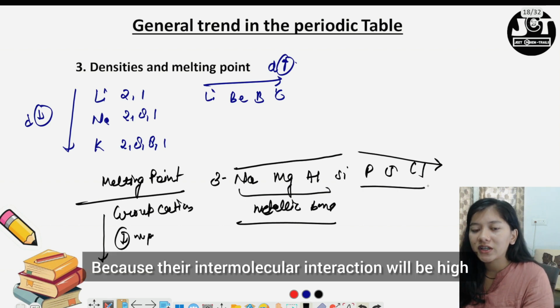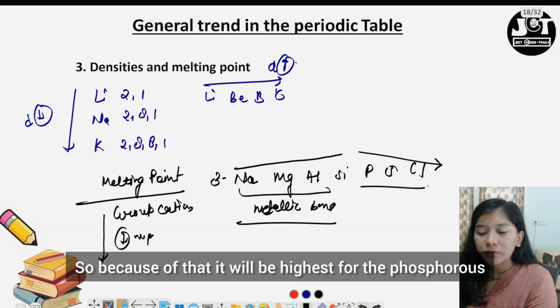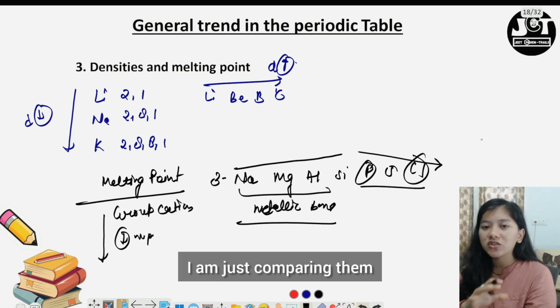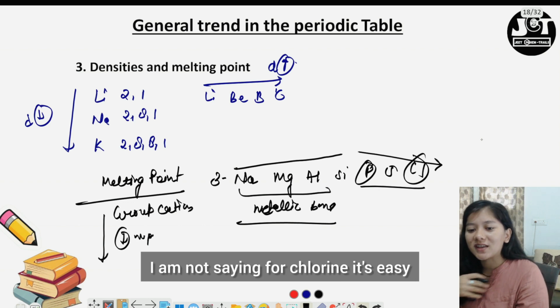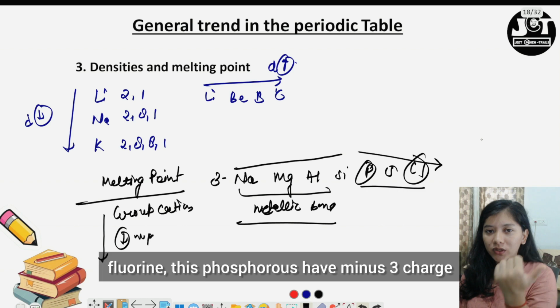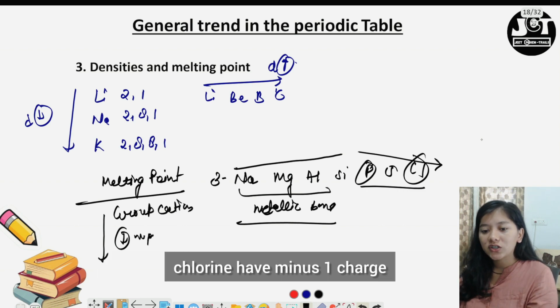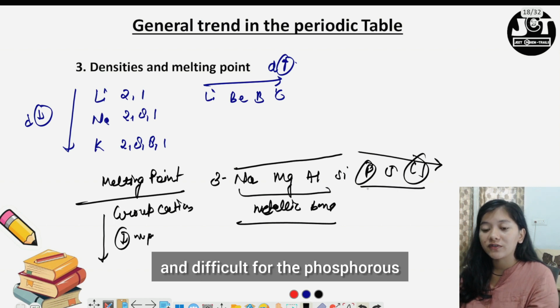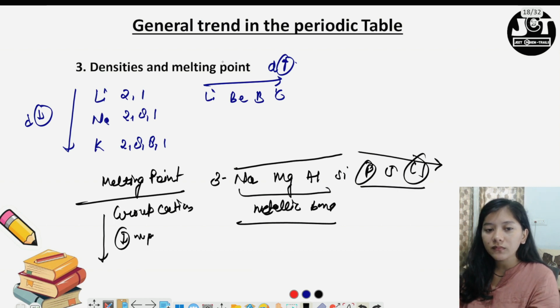Isn't it? Because their intermolecular interaction will be high. So because of that, it will be highest for phosphorus and easy for chlorine. I'm just comparing them. I'm just saying that phosphorus has a -3 charge and chlorine has a -1 charge. So to separate them, it's easy for chlorine and difficult for phosphorus. Okay, so this is it.